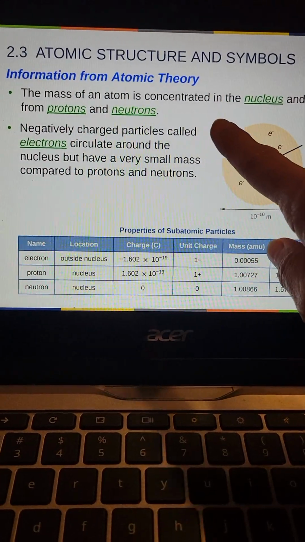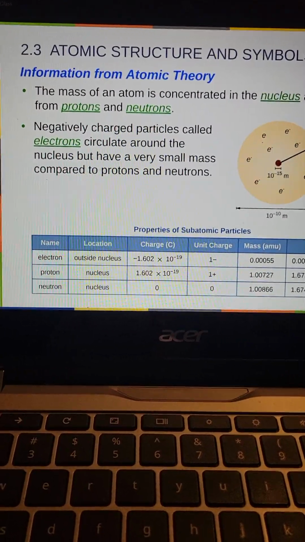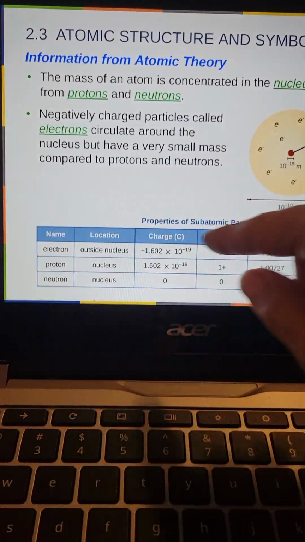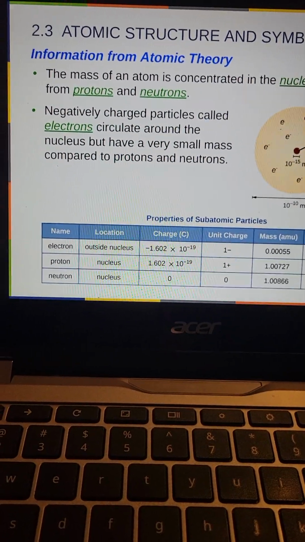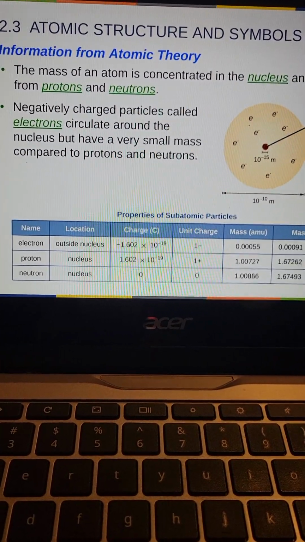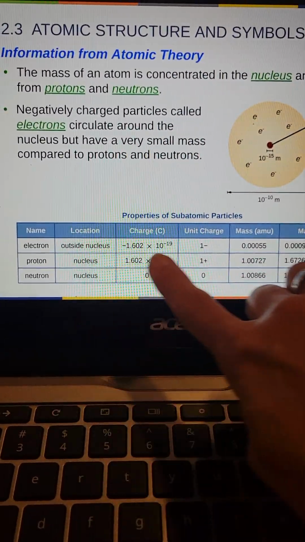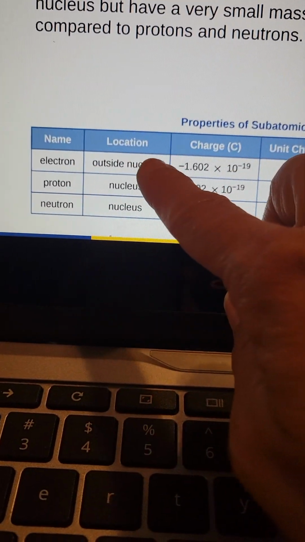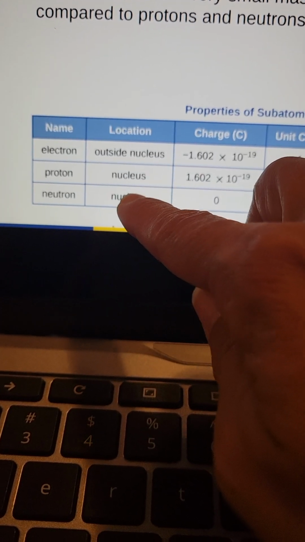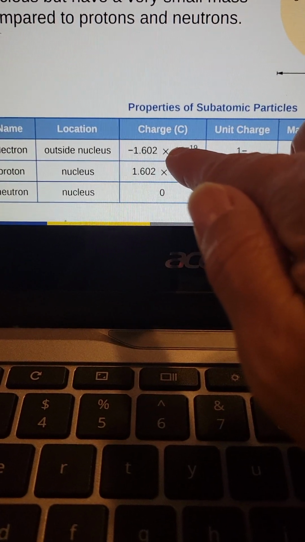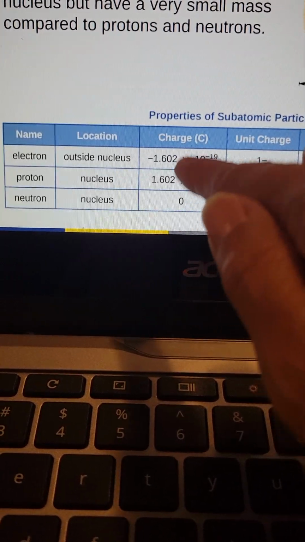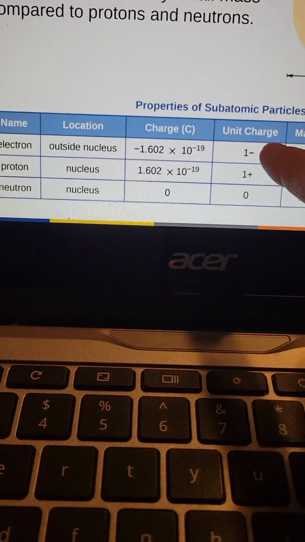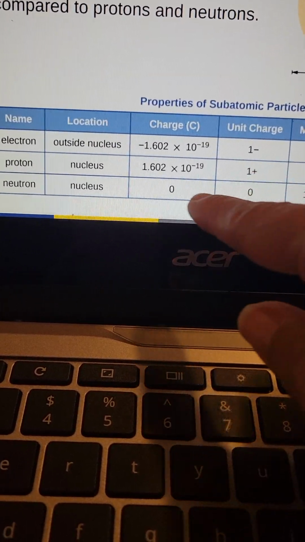So the mass of an atom is concentrated in the nucleus, and that's where all the protons and neutrons are. And then we have the negatively charged electrons that are traveling around the nucleus, but they have a very small mass that's basically negligible. This table down here summarizes all that. The electron is outside the nucleus, protons and neutrons are in the nucleus. An electron is negative and a proton is positive, and they're equivalent in their quantity of negative and positiveness. So the unit charge for an electron is -1, a unit charge for a proton is +1, and of course a neutron has no charge.